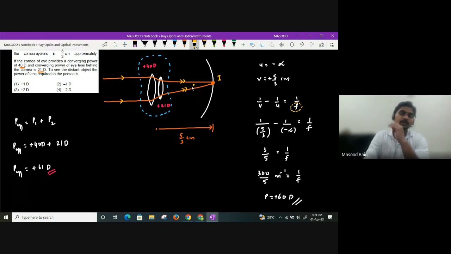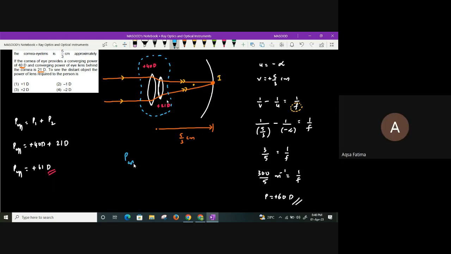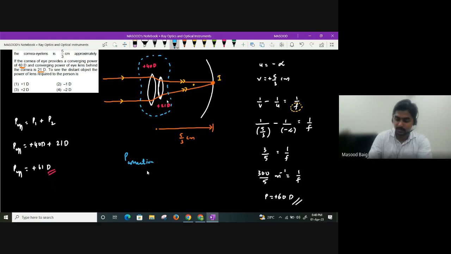Whenever the power of the eye lens is more, the image will be formed in front of the retina. If the power of the eye lens is less, the image will be formed behind the retina. For the image to form exactly on the retina, the power of our eye lens should be 60 diopters. But the power given is 61 diopters. So what correction do I need to apply? The corrective lens should be a concave lens of minus 1 diopter. Understood?